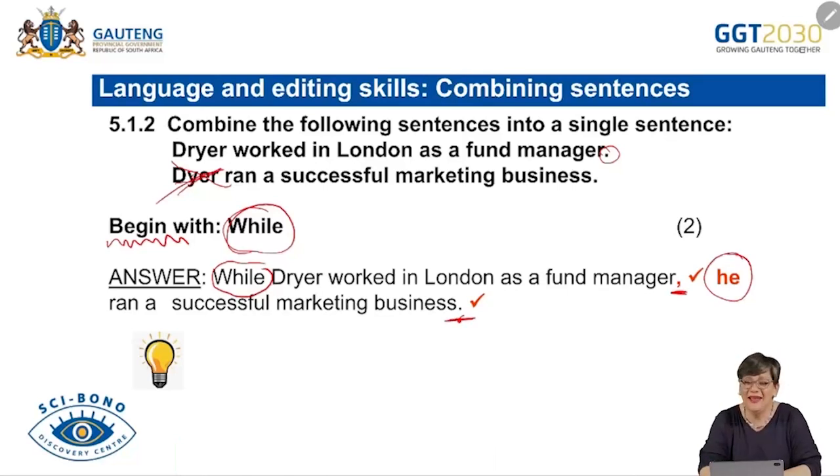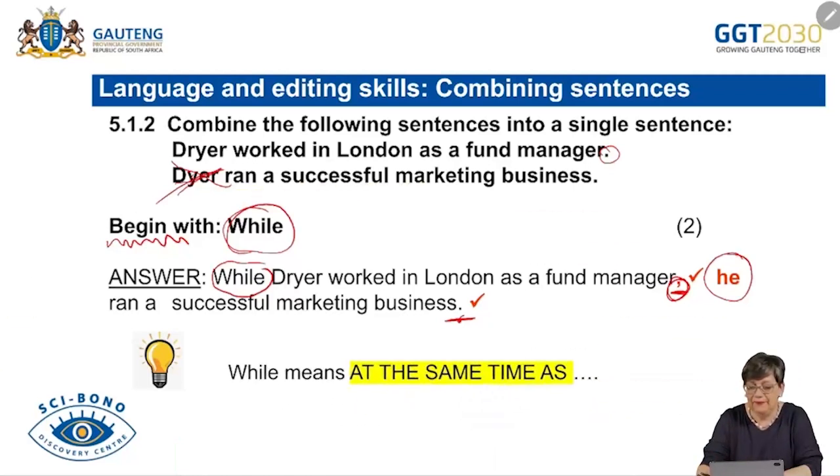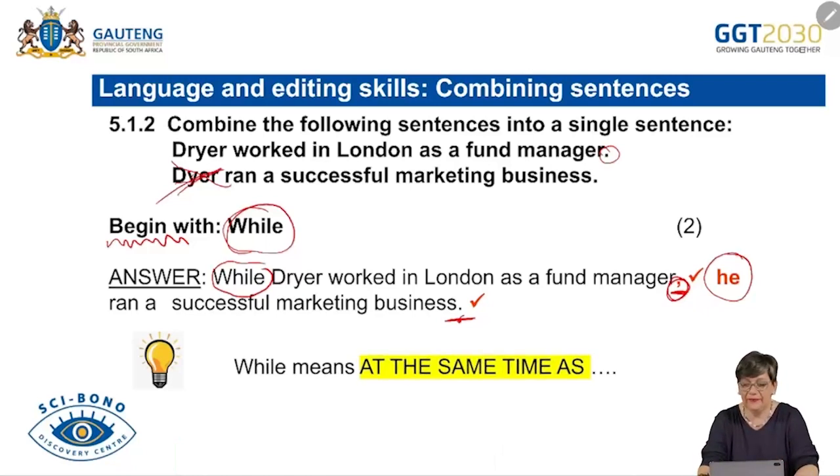As easy as that. Can you see how easy it is? What is important, you have to remember that when we use while, we have to include a comma. And always remember, you have to begin with while. Now, if you didn't know, while means at the same time as. And that's why we can just connect the 2 sentences. We didn't need to change anything.